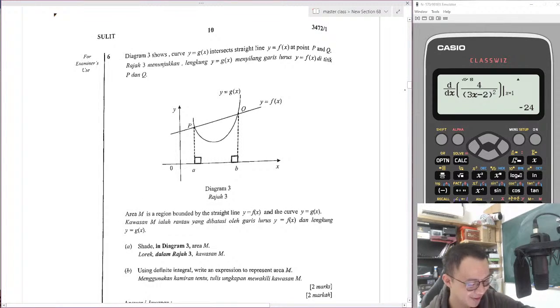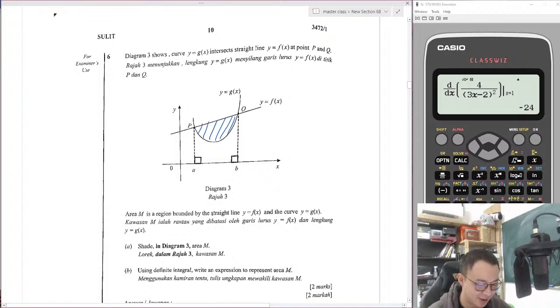Okay, so let's move on to question number 6 here. The diagram 3 actually shows the curve. You should see a curve g(x) and the straight line f(x) here, and they intersect at the points P and Q here. Area M is a region bounded by the straight line and the curve. So you want to find which part is surrounded by the straight line and the curve. Very obvious, right? So it will be here.